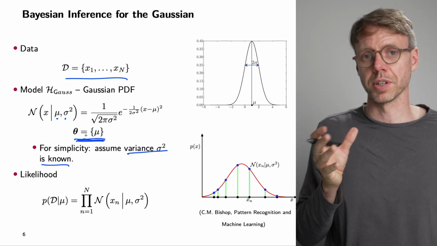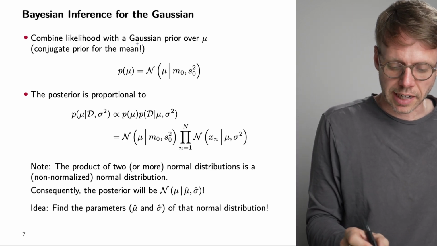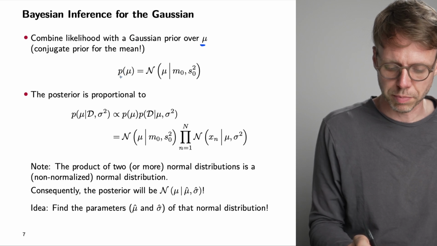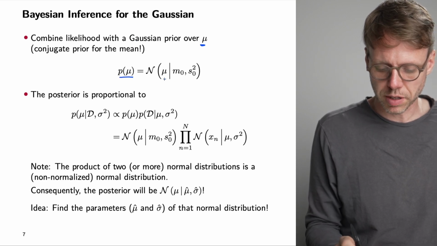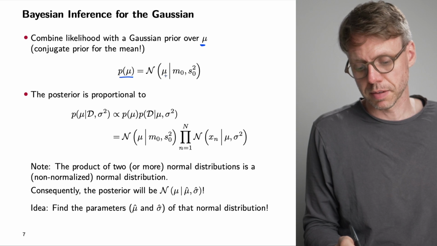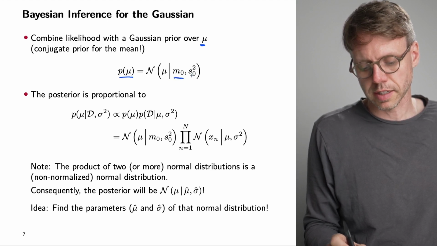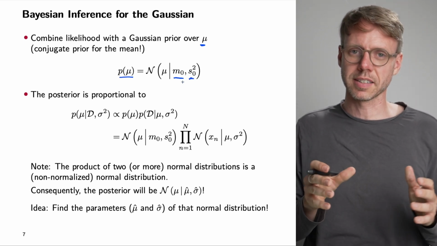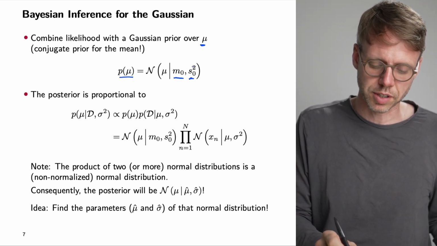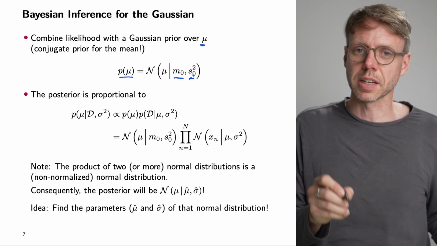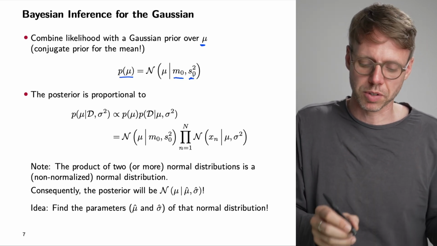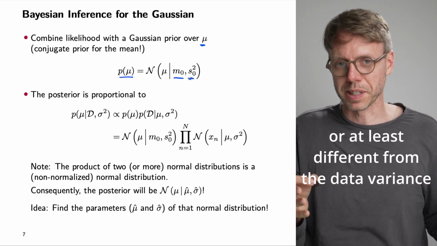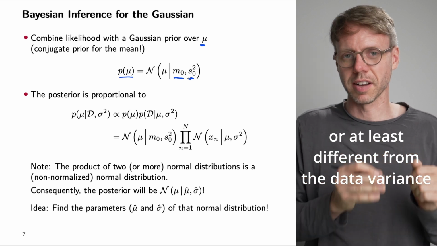Let's use a normal distribution for that. So we're combining the likelihood with a normal or Gaussian prior over mu. So P of mu is equal to normal, now evaluated at mu, that has a prior mean, which we call M0, and a prior variance, S0 squared. Now, this is of course the mean and the variance that we assume on the mean value. So this S0 squared is probably smaller than our data variance.